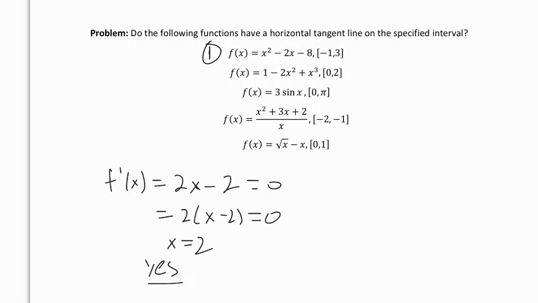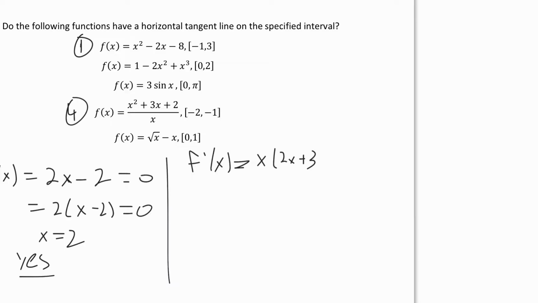We could try a more complicated one. Let's look at maybe number 4 looks pretty complicated. Let's see if it works there. So we find the derivative, low d high, so 2x plus 3. Gonna need a little more space here. Less high d low. Over the denominator squared we go.